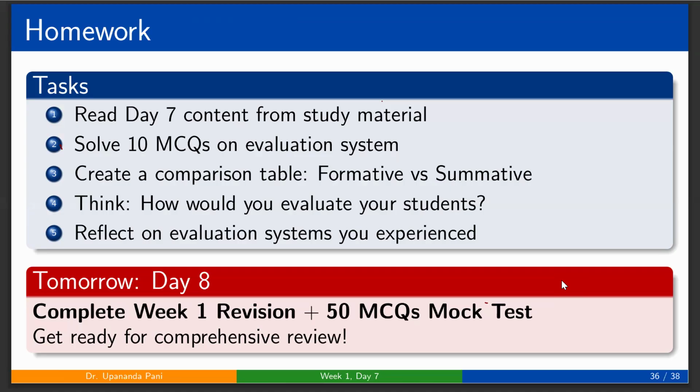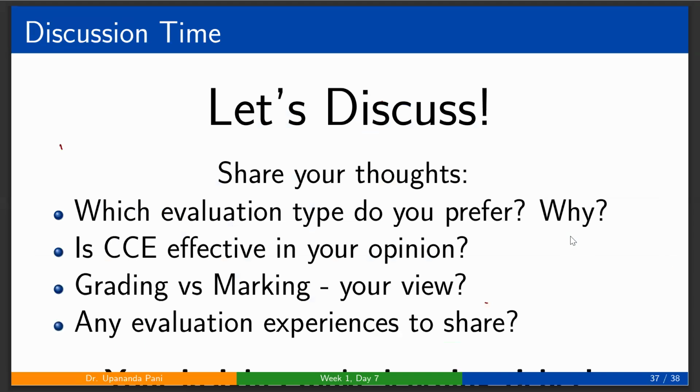You can create a comparison table, formative versus summative, right? So tomorrow we are having a 50 MCQ mock test and you can review the material. Okay, all the materials are given. The last 2 days, yesterday's and today's, day 6 and day 7, I will upload just now after the class.